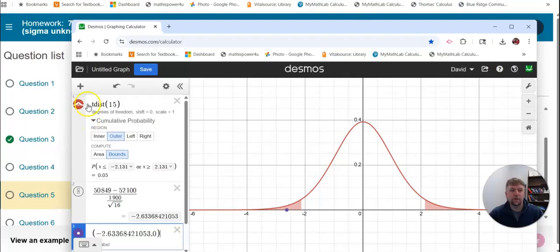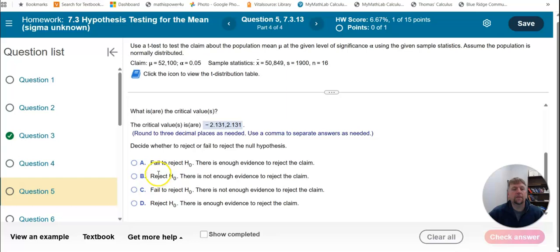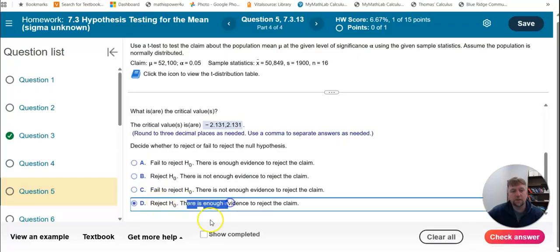So if you turn your t-distribution on, zoom in around it with these things that you use to construct your critical values, you can do the test statistic, the critical region method, and see if you land in the rejection region. Because I do land in the rejection region, that means I am going to reject. Rejection region, reject. If you land in the rejection region, it's because there's enough evidence to reject the null.